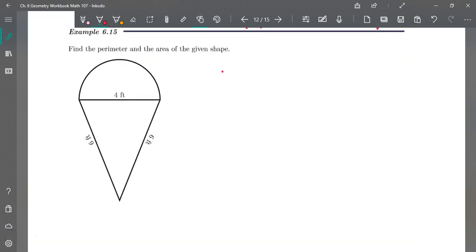Now we're taking a look at example 6.15. I'm going to leave this one for you to do on your own, but with a hint for the area: you do need to find what the height of the triangle is, and you can use the Pythagorean theorem.